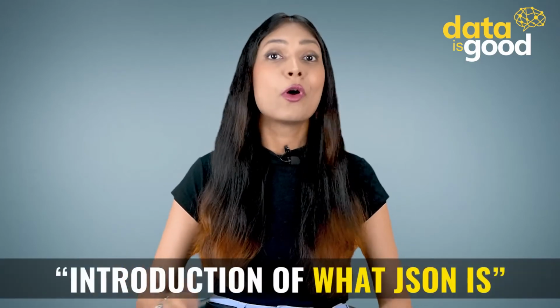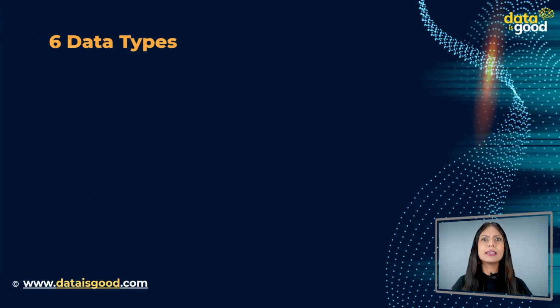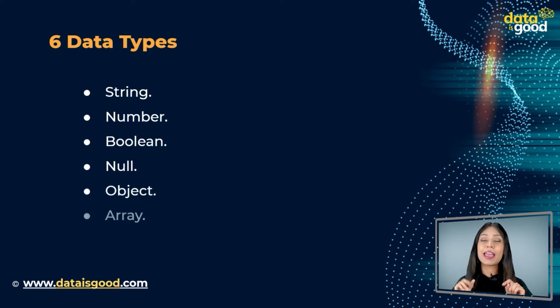Well, hello and welcome back, guys. In the previous lecture, we had a brief introduction of what JSON is. And in today's lecture, we are going to learn about JSON data types. Now, JSON mainly supports 6 data types, and they are string, number, Boolean, null, object, and array.